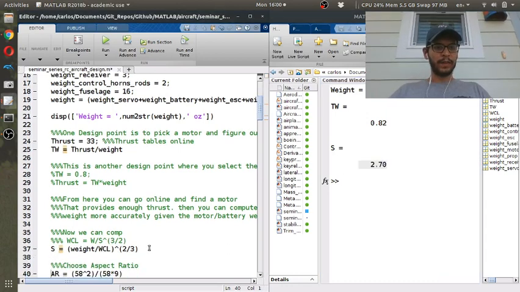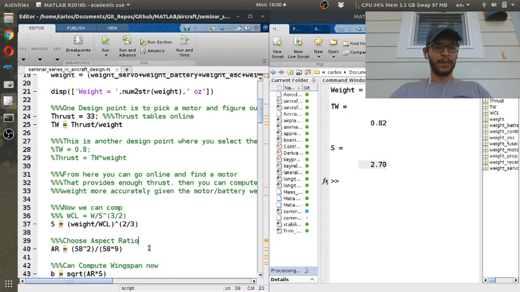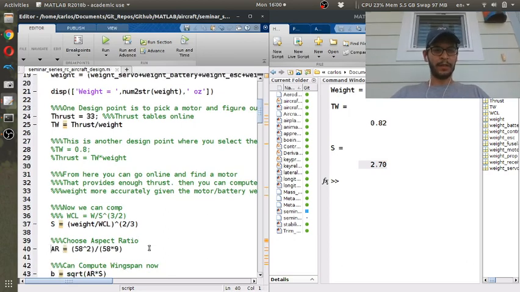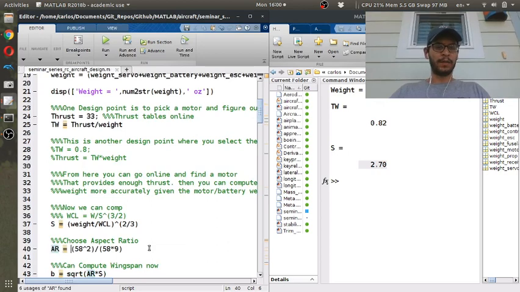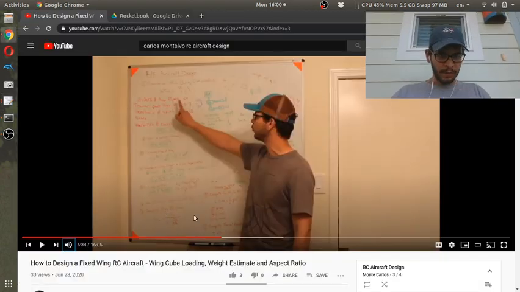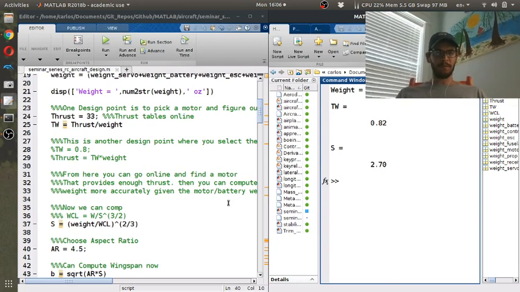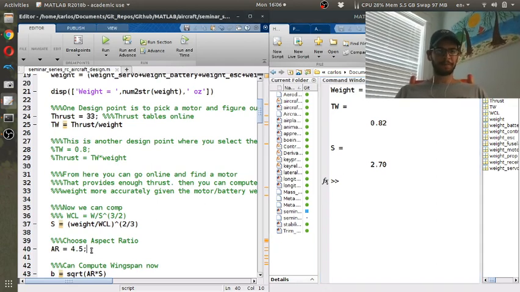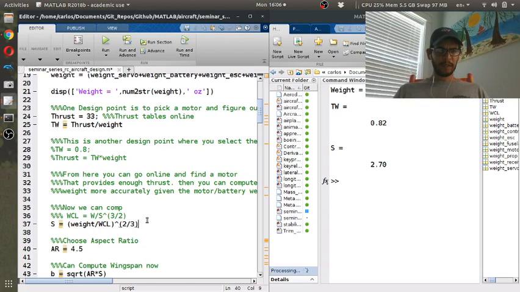Okay? Once you have S in square feet, you can now pick an aspect ratio. And so these numbers are from a different aircraft. So if I remember correctly from the video, okay, folks, I moved inside. It was getting kind of hot. Anyway, so you compute the area, and then we choose the aspect ratio.